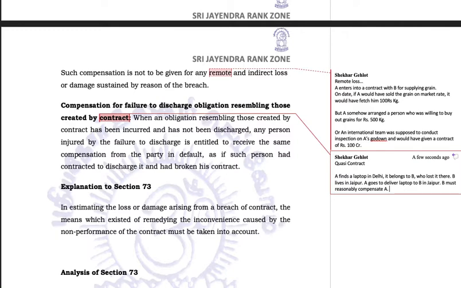So now it is the responsibility of B to compensate A for his traveling expenses to Jaipur, traveling, lodging, and some reasonable food expenses. Say 3,000, 4,000 rupees to A. If he does not pay, then A can file a case against B for compensation, because this is a failure to discharge an obligation resembling those created by a contract. This is a breach of quasi contract.